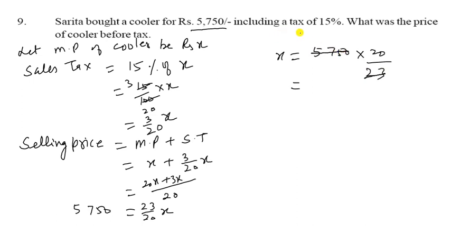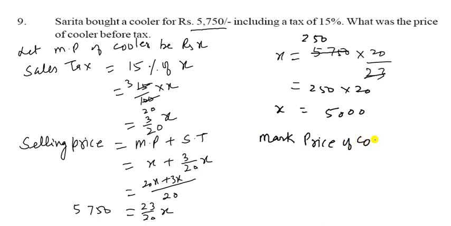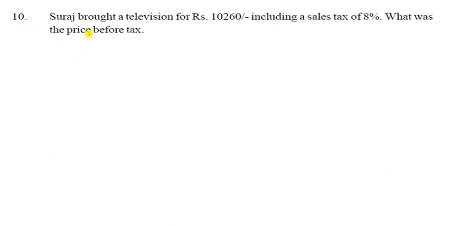Whenever it is divided, it gives 250. Now 250 multiplied by 20, so we get 0, 0, 2 times 5 is 10, and 2 times 2 is 4, and 1, 5. So that is the mark price of the cooler. So you can write here: mark price of cooler is equal to rupees 5000, and that will be your answer. So let us see the next question.